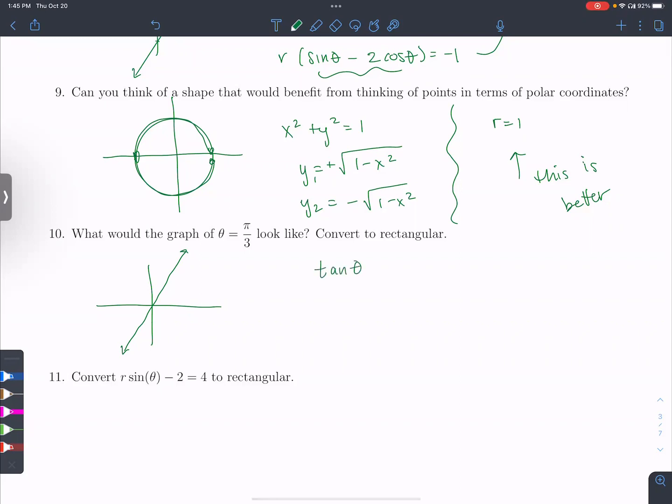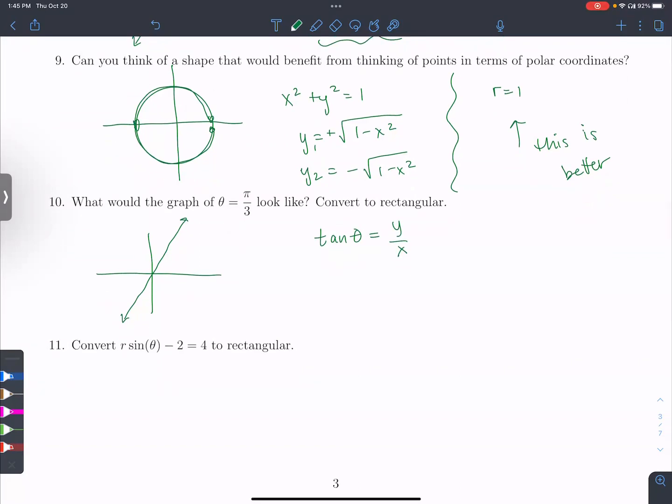Tangent of theta equals y over x. Let's use that. So we have tangent of pi over 3, which is root 3, equals y over x. So root 3 times x equals y. So it's a line with slope root 3 and y-intercept of 0. And this is what it looks like.